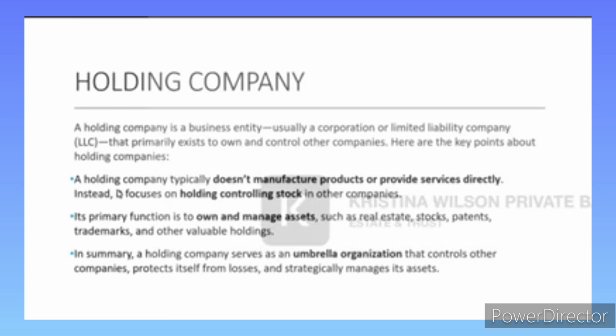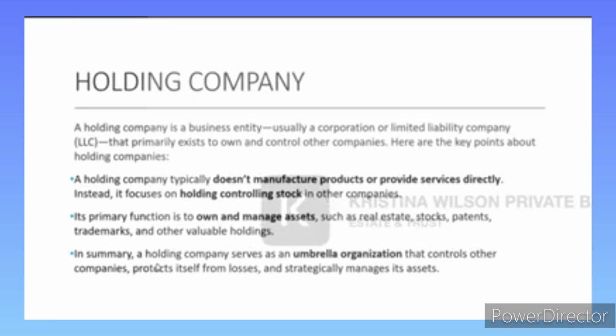A holdings company typically doesn't manufacture products or provide services directly. Instead, it focuses on holding and controlling stock in other companies, and that's what they're doing. They're controlling us. These are the foreign banking controls for anybody that's followed Patrick. These are the foreign banking controls that he's talking about. Its primary function is to own and manage assets such as real estate, stocks, patents, trademarks, and other valuable holdings.